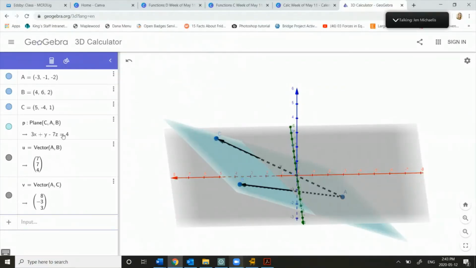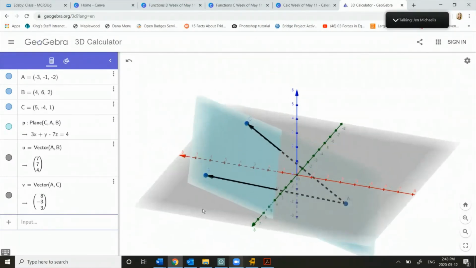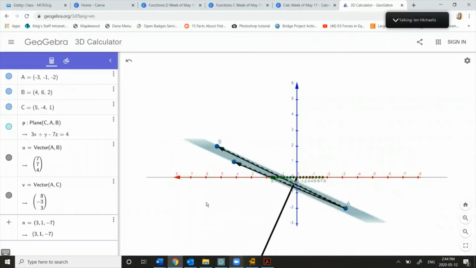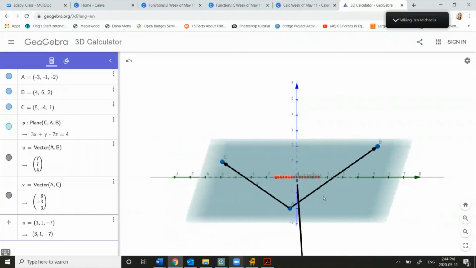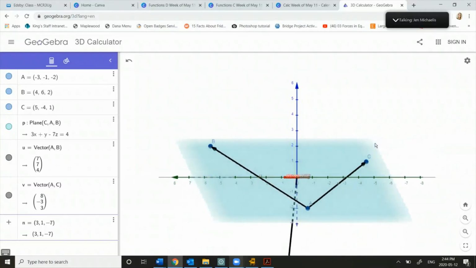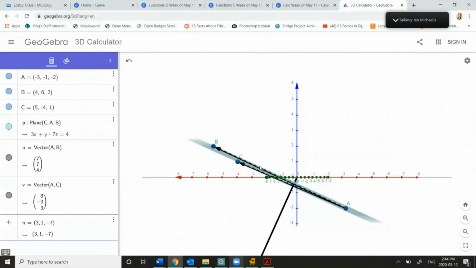All right, so you can see here that I've graphed our vector AB and our vector AC. So you can actually see them sitting inside the graph here. And our normal vector, I'm going to call this vector n for normal, we ended up getting as 3, 1, -7. And if we take a look at that from a bunch of different angles, you can see that this is perpendicular to our plane.